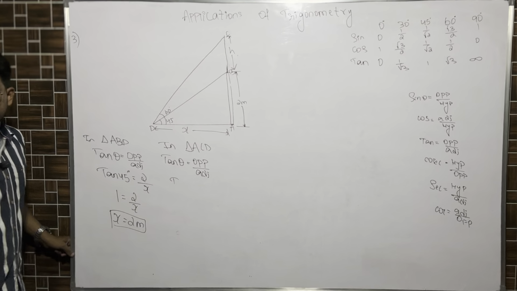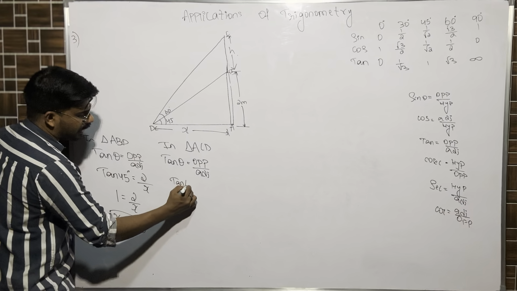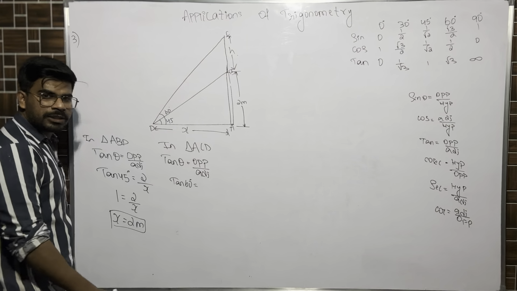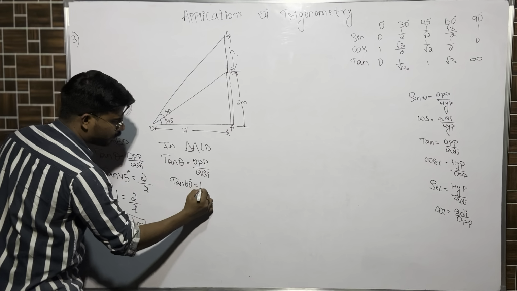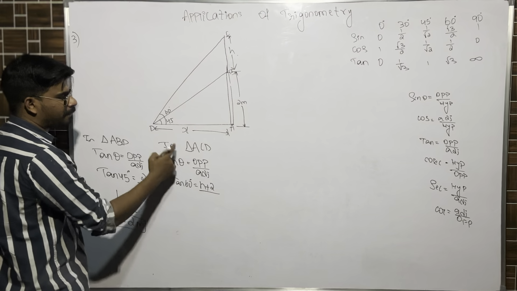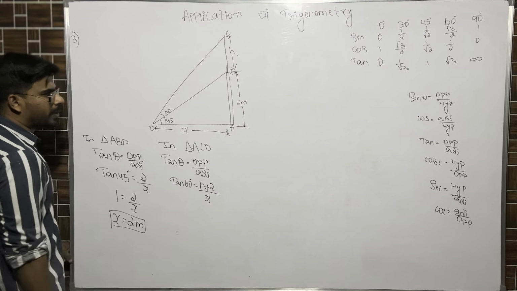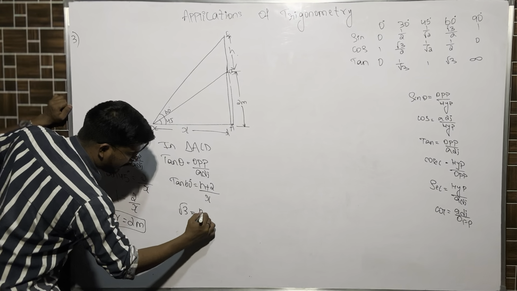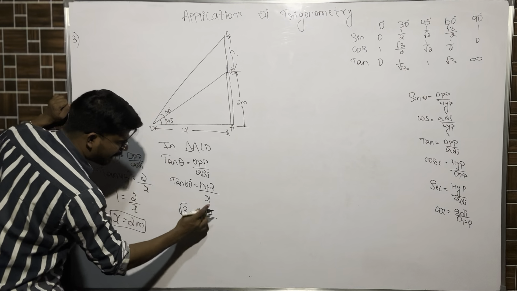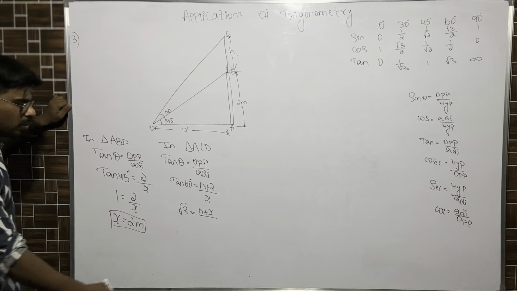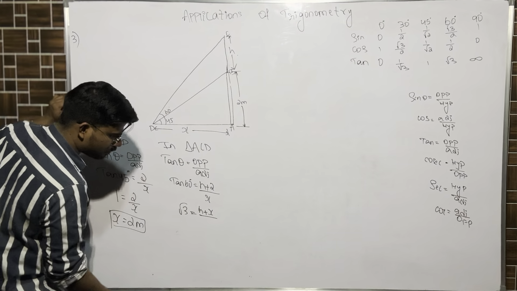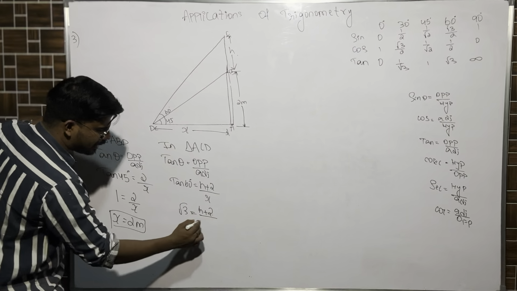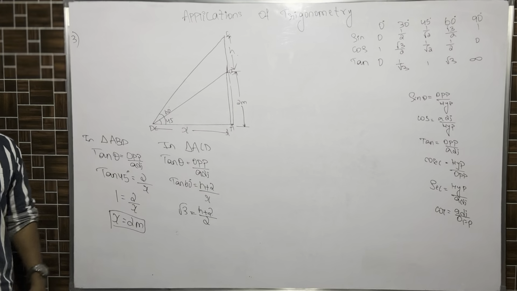How much is the angle? 60. Tan 60 is equal to opposite. How much is the opposite? h plus 2, this entire length, h plus 2, by adjacent x. Tan 60, how much? Root 3. Root 3 is equal to h plus 2 divided by x. What's the value of x? 2. x is 2. Right, the 2 cannot be cancelled.